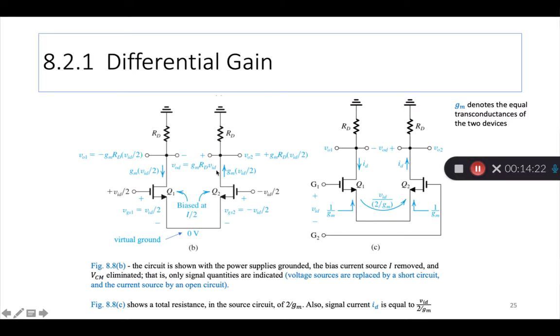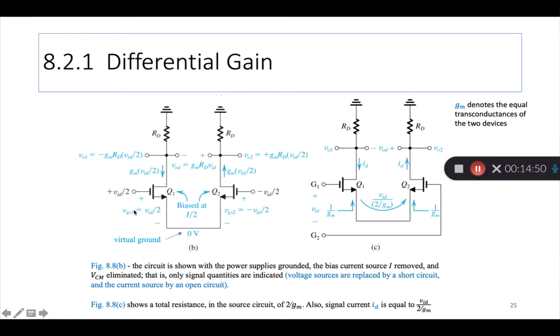So let's look at this in some detail. So even though we don't show the current source, we know that Q1 and Q2 are carrying equal values of I by 2. That means I, the current source, the biasing current source, is divided into two portions. One of them is here, one of them is here.